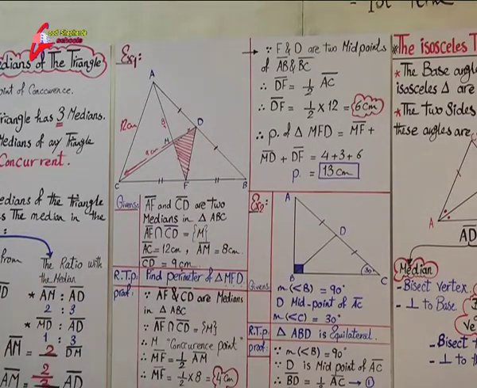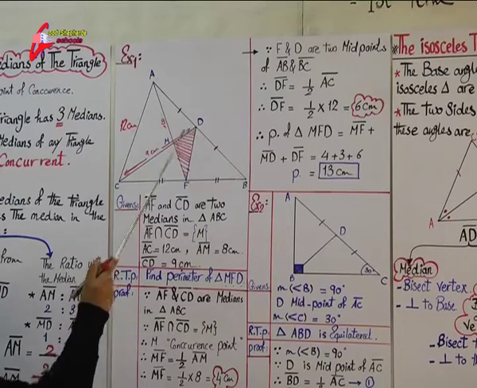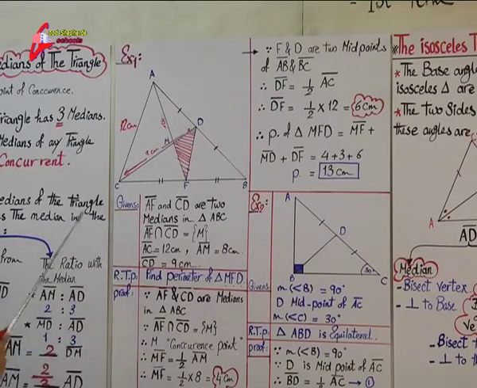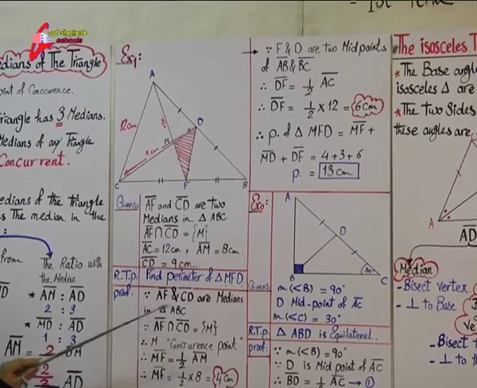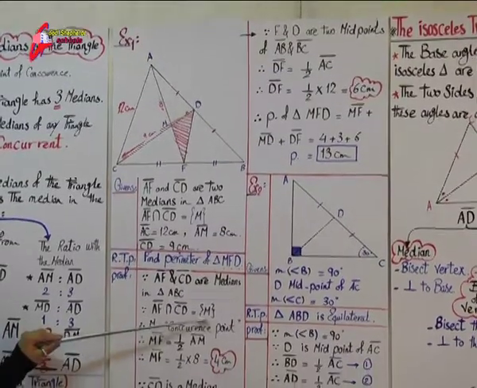First of all, if it's not given that they are medians, you have to prove that they are medians. The proof is that you have a midpoint and it comes from the vertex, so it's a median. But he gives you that AF and CD are two medians in triangle ABC, and they intersect in one point M.